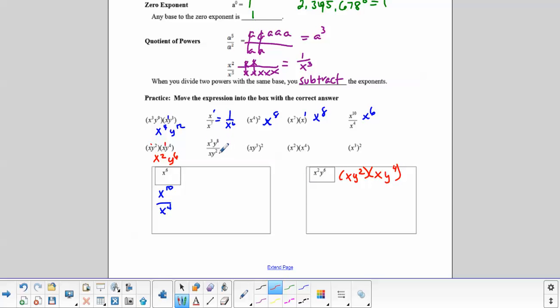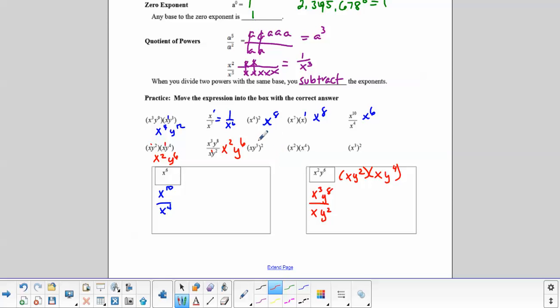Alright, next one's a division problem. This x doesn't have an exponent, so I give it a 1. And now I'm going to subtract 3 minus 1, and I get x squared. And 8 minus 2 gives me y to the 6th. So that's also x squared y to the 6th, so I'm going to put that one here. x to the 3rd, y to the 8th, over x, y squared.